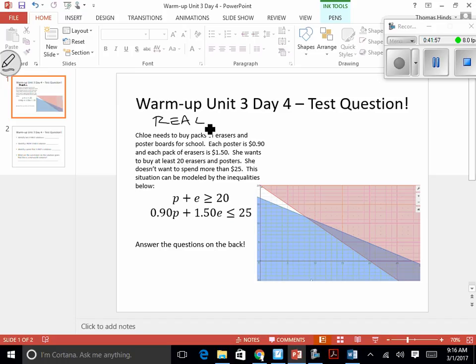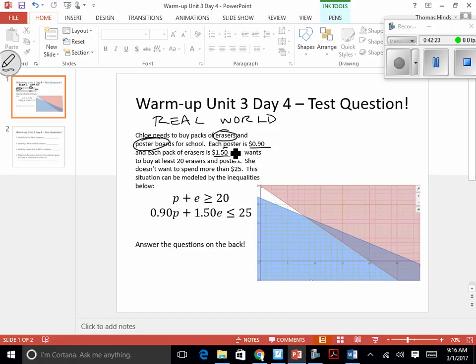Normally there's money involved. Each poster is 90 cents, and each pack of erasers is $1.50. Now, underline the 90 and underline the $1.50. And not only are you underlining it, but you're underlining the 90 connected to the posters. That way, later on when you see the equations or inequalities they give you, you're like, okay, why did they put the 90 with the posters and the 1.50 with the erasers? You marked it already up front.